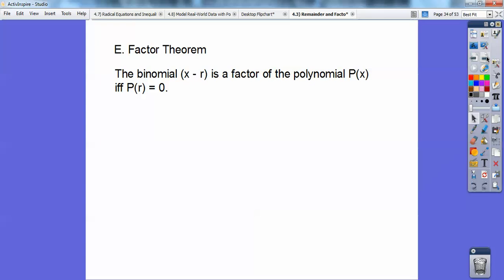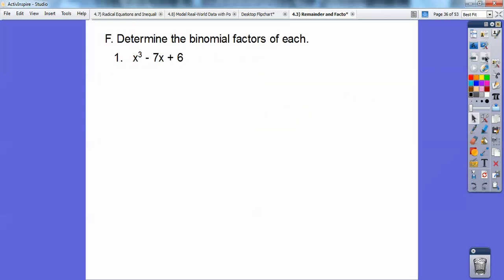So the binomial x minus r is a factor if and only if when you plug in r you get 0. If it doesn't give 0, it's not a factor. So determine the binomial factors of each. Here's the first one right there, x cubed minus 7x plus 6.